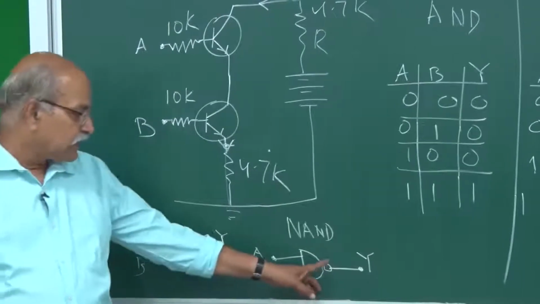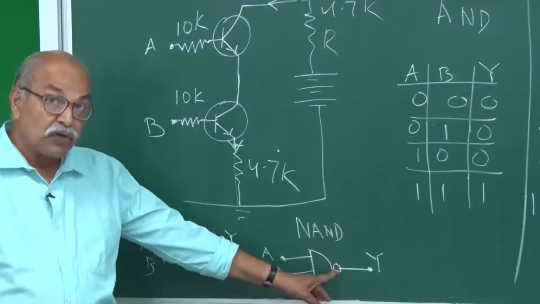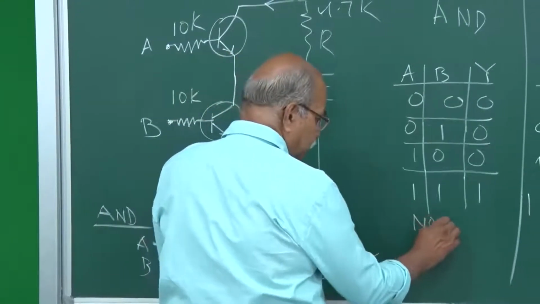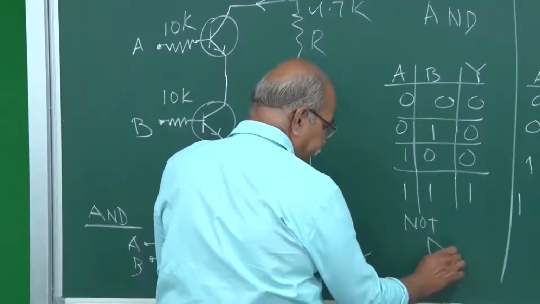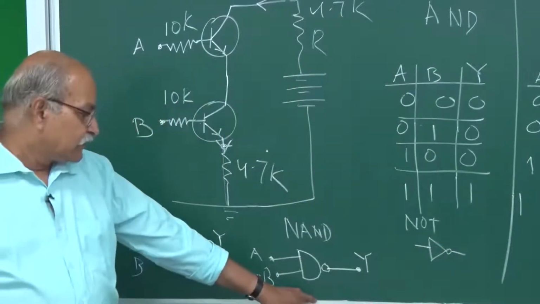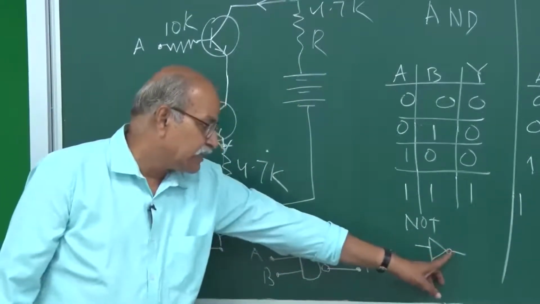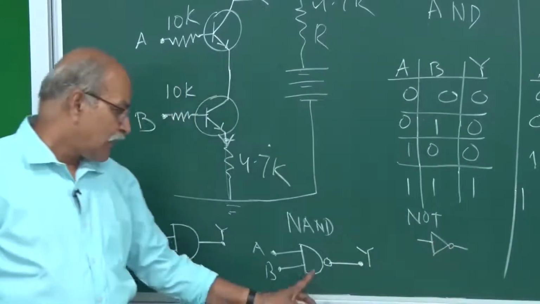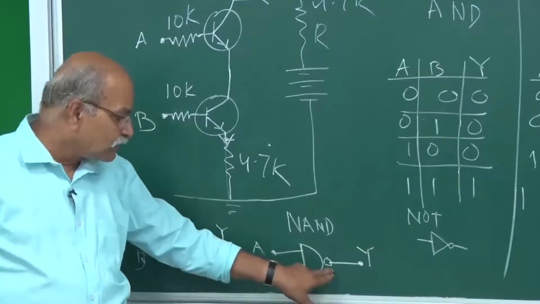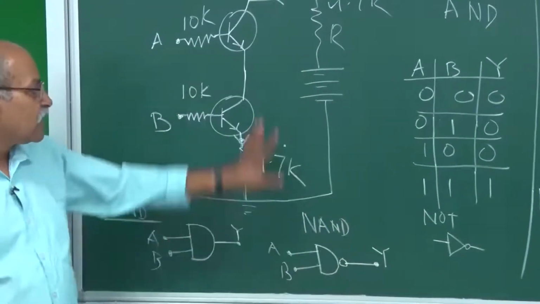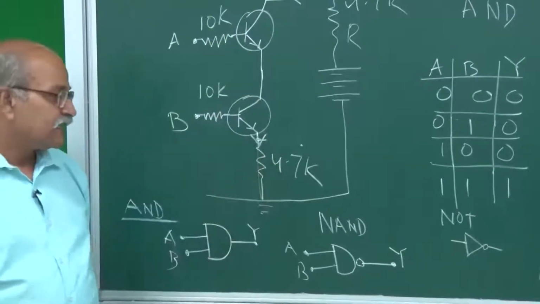So this circle here denotes NOT. Remember the symbol for NOT? The symbol for NOT was like this, single input. It was like this. So wherever you see this circle, you understand that this is NOT gate. So NOT of AND, that is the symbol for NAND, and this is how you can realize this NAND gate.